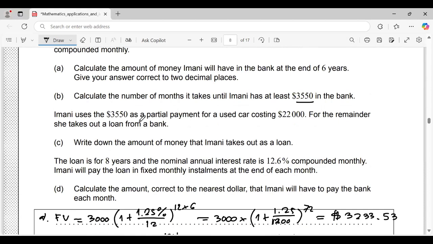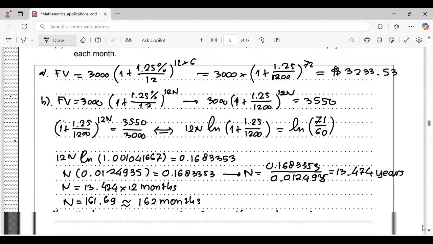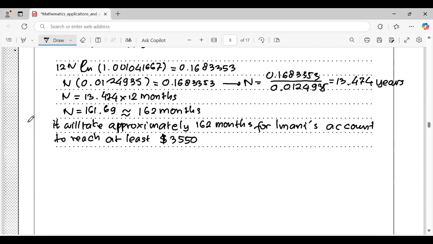Part C. Next, Imani uses the $3,550 as partial payment for a used car costing $22,000. For the remainder, she takes out a loan from a bank. Write down the amount of money that Imani takes out as a loan. Right. Part C.